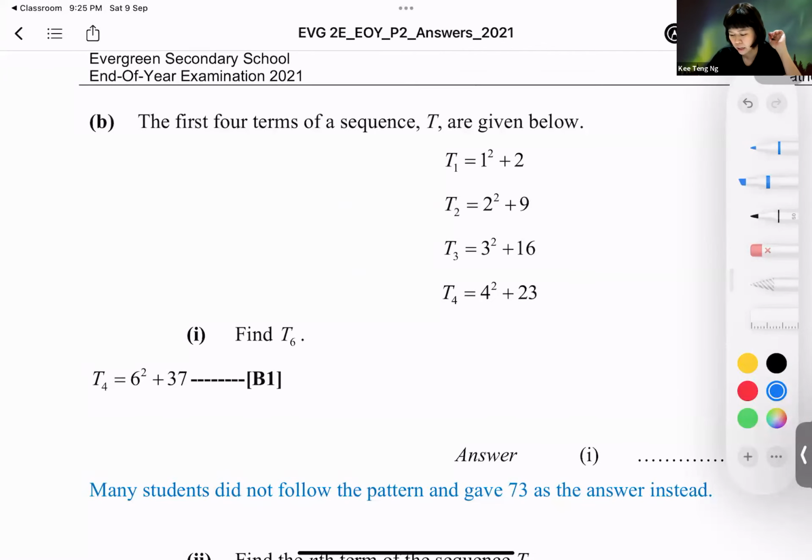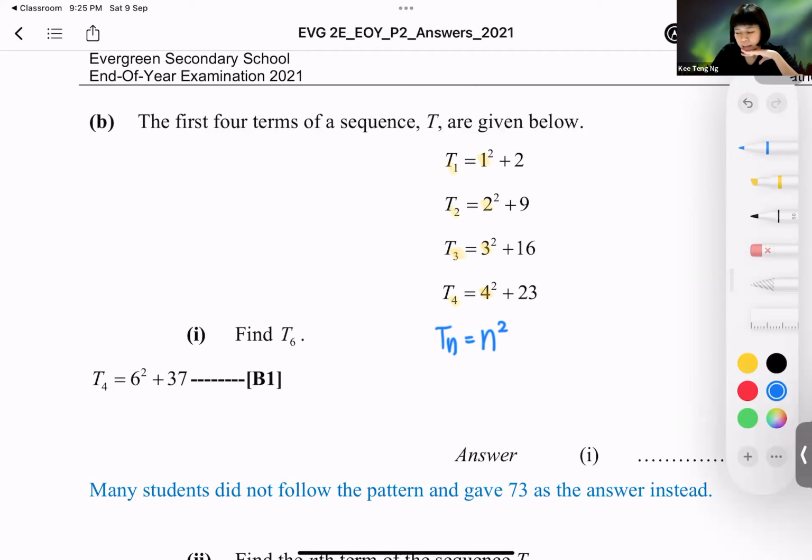Okay, let us analyze the pattern a little bit. When it's term 1, this is 1 squared. Term 2, 2 squared. Term 3, 3 squared. Term 4, 4 squared. So if it's term n, this one will be n squared.